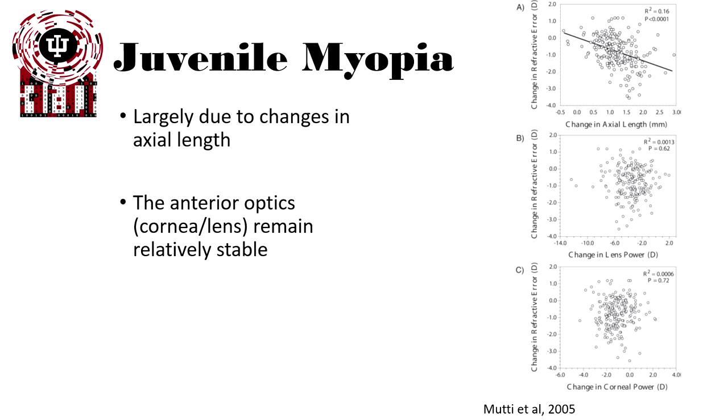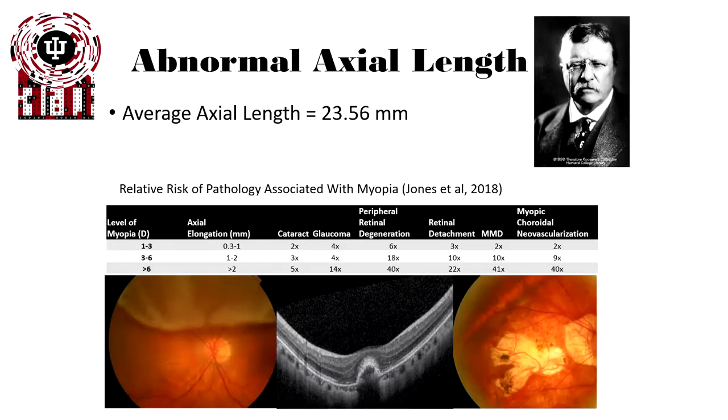For the remainder of this talk, we are largely talking about juvenile myopia, or myopia between the ages of about 7 and 13. And this is largely due to changes in axial length, whereas the anterior optics of the cornea and the lens remain relatively stable during this type of myopia development. We've known for a long time that abnormal axial length can lead to a wide range of diseases, including retinal detachment, possibly glaucoma, cataracts, as well as maculopathies. Here's an example of somebody with a high level of myopia that did develop a retinal detachment, Teddy Roosevelt.